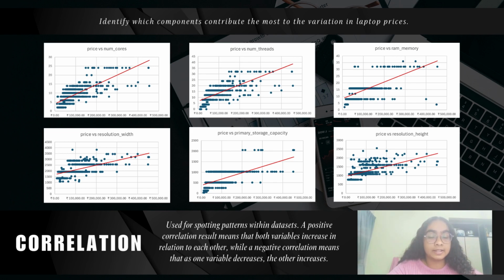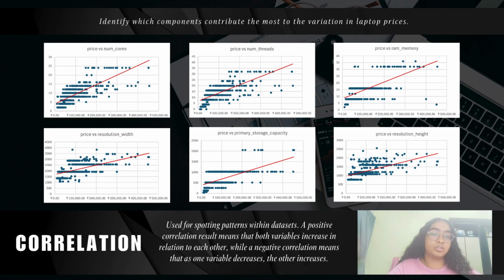Furthermore, the next correlation graph will be the RAM memory. The RAM memory has a strong positive correlation with the price of 0.633. This indicates that a laptop with more or bigger RAM memory is generally more expensive.